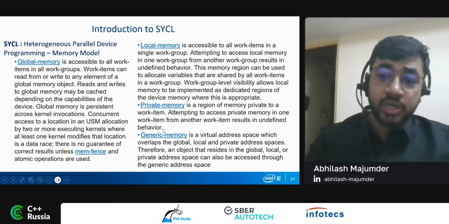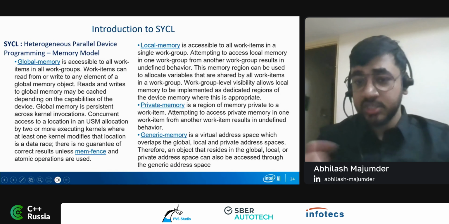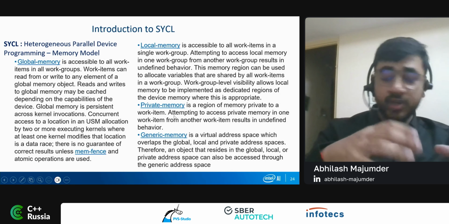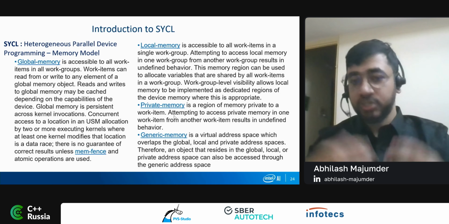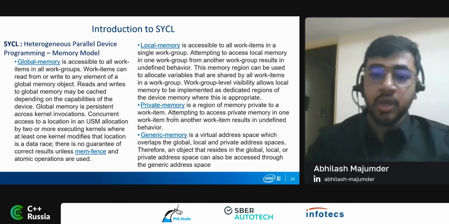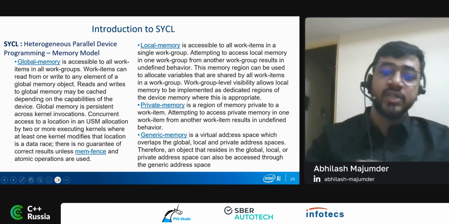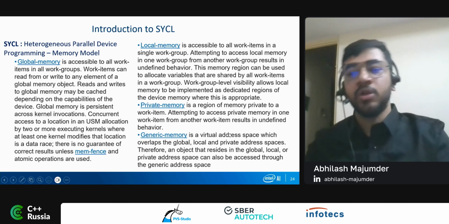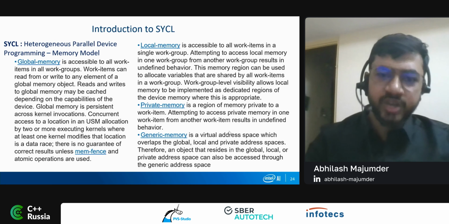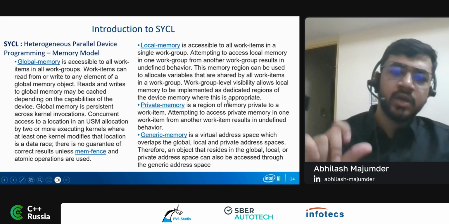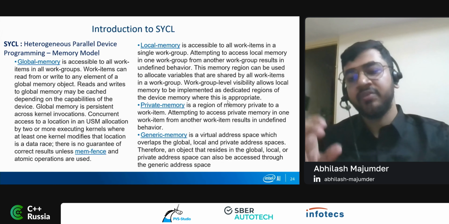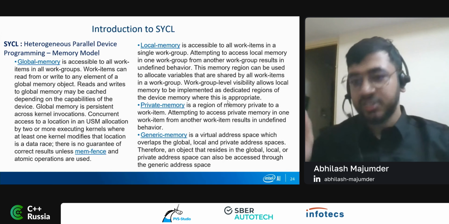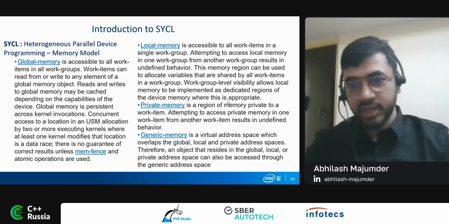Private memory is a region where an attempt to access it is actually very much trivial, because you need to have synchronization in place just in case, as it may give you undefined memory behavior. You also have a generic memory, which is a virtual access space that overlaps the global, local, and private access spaces. There is a minor difference between local and private memory: in private memory you need to have specialized accessors to access that particular aspect of the memory.